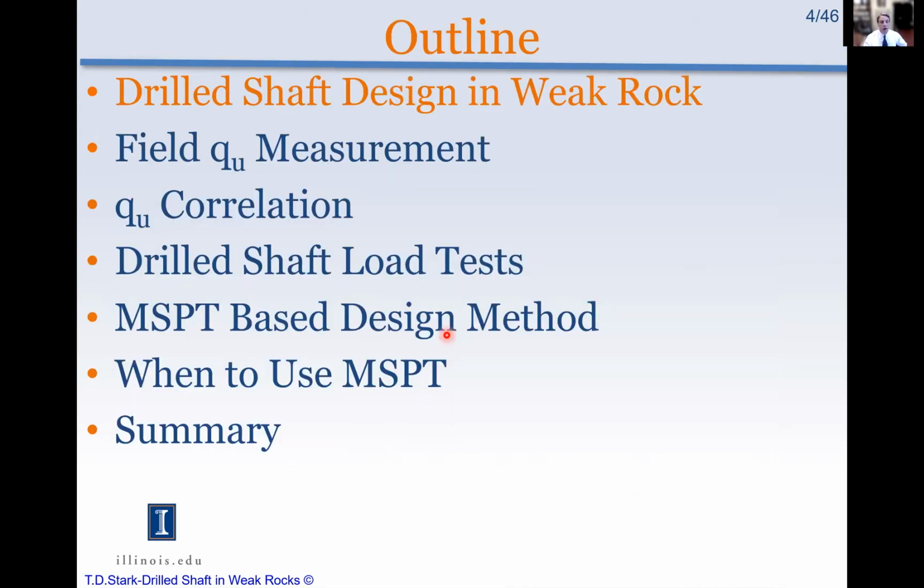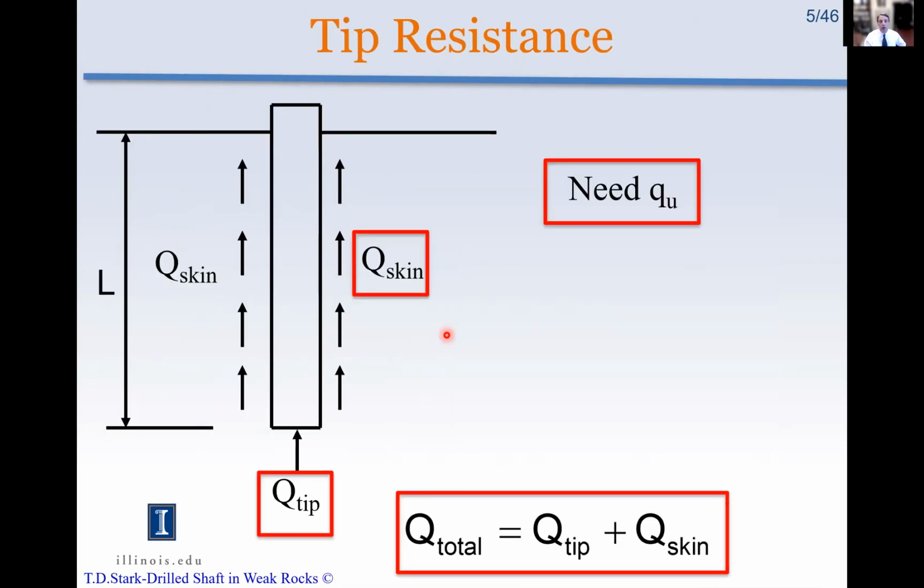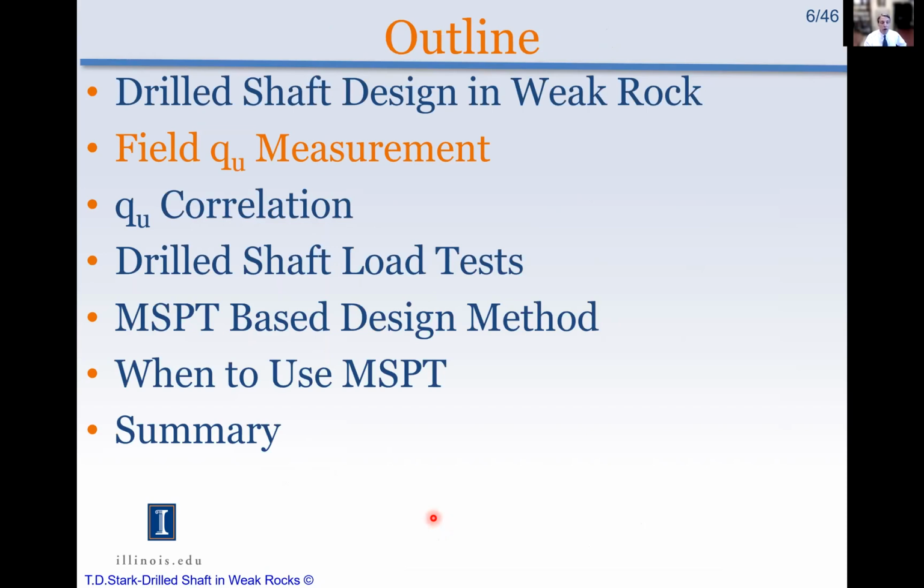Okay, so here's what we need for drilled shaft design in weak rock. We have a tip resistance and a skin resistance, and we need an unconfined compression strength for the skin or the tip resistance. And of course, we add those two up and we get a total. Some DOTs just use tip depending on the project and so on, but even if it's just tip, you still need an unconfined compressive strength. So how do we get the unconfined compressive strength?